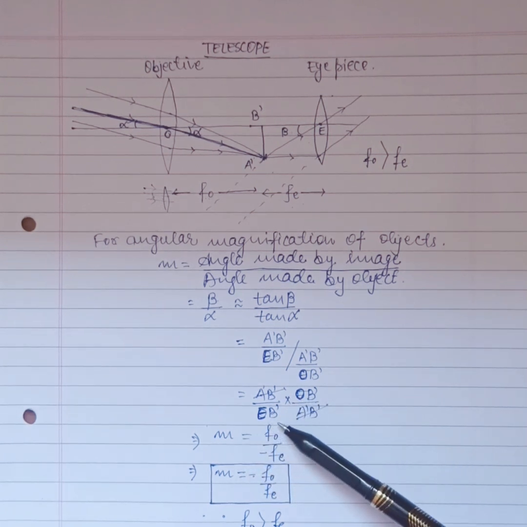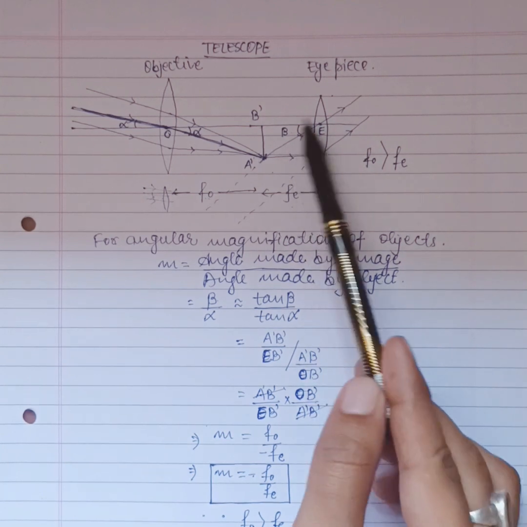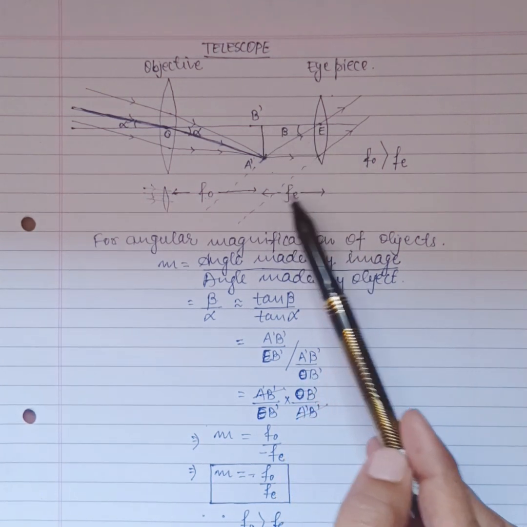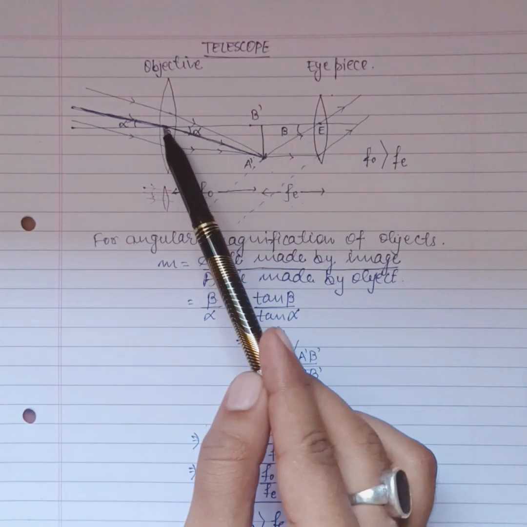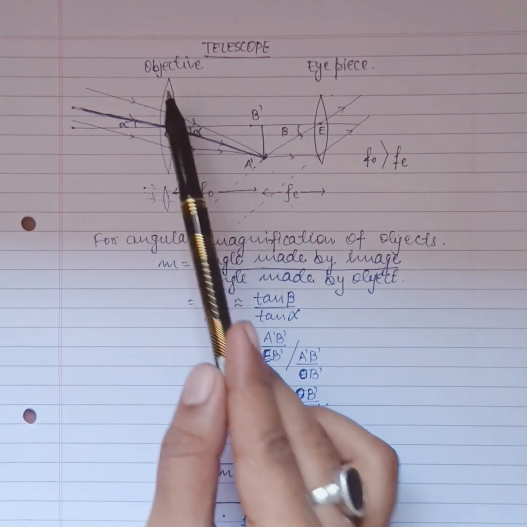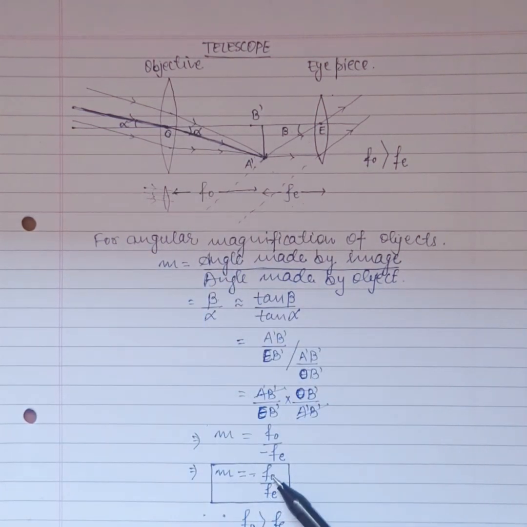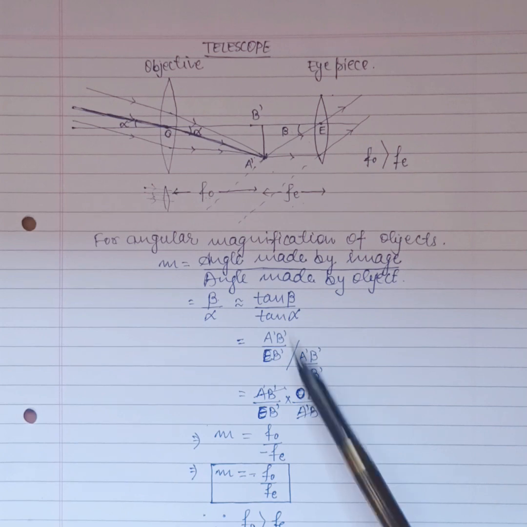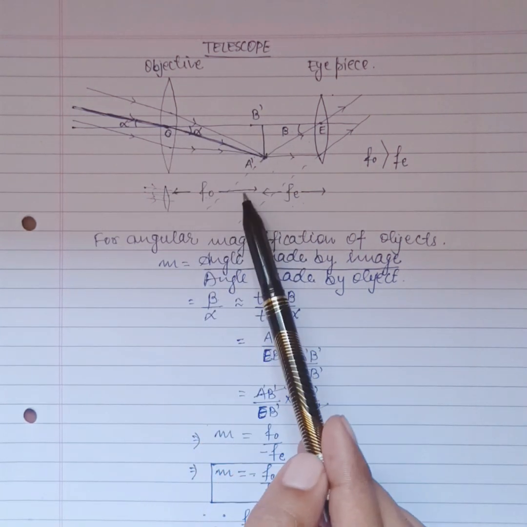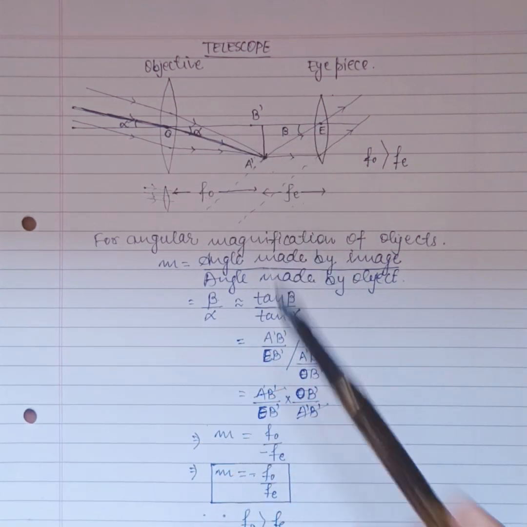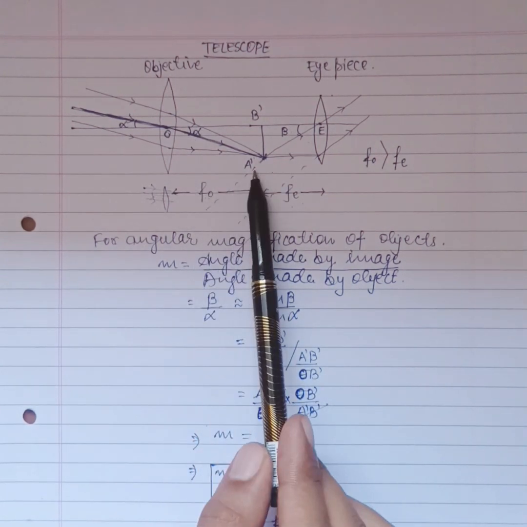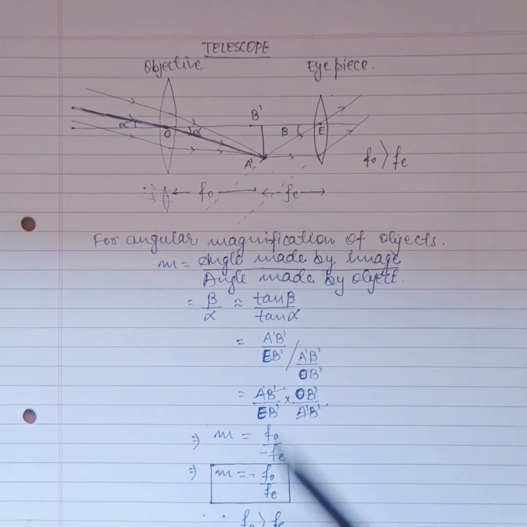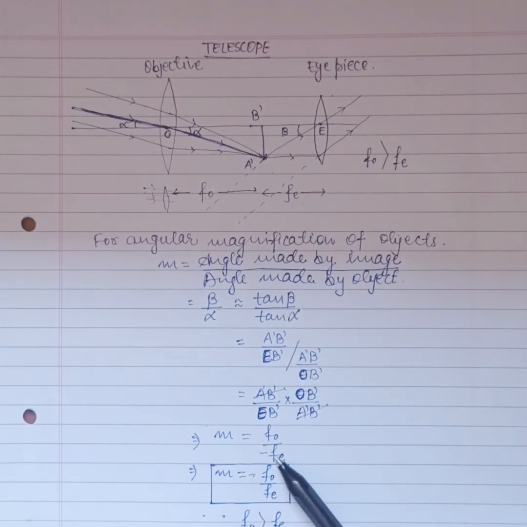Here E B dash is the focal length of the eyepiece and O B dash is the focal length of the objective. So O B dash is FO and E B dash is FE, so FO upon FE. Due to sign convention, this FO is positive and FE is negative. So FO upon minus FE.